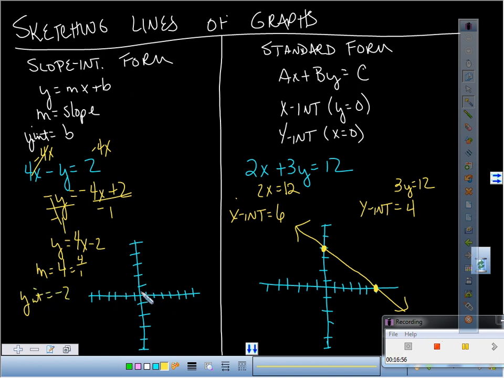So I'm going to go to my y-intercept first, negative 2, and then I'm going to use my slope. If it's positive, I go up and to the right. If it's negative, I go down and to the right. But I always run to the right, okay? So I'm going to go up 4, 1, 2, 3, 4, and over 1. So I'll do it again, 1, 2, 3, 4, and over 1. And here is the line.